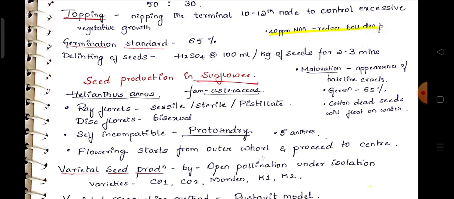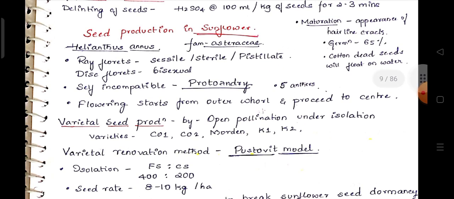5 anthers. Flowering starts from the outer whorl and proceeds towards the center. Varietal seed production by open pollination under isolation. General and common popular varieties are CO1, CO2, Morden, K1, K2. Varietal renovation method is the Pustovoit model.